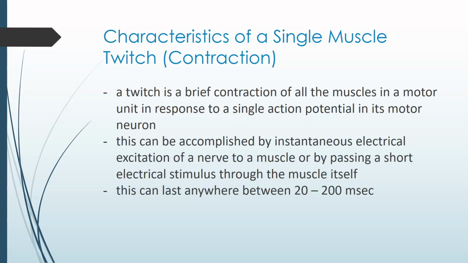This can be accomplished by an instantaneous electrical excitation of a nerve to a muscle, or by passing a short electrical stimulus through the muscle itself. And this is what muscle stim does. So we can put two pads on a muscle and run a current through the muscle, thus causing an action potential, not by the nervous system, but actually by the electrical current of the device, and we can create a twitch. And a twitch can last anywhere between 20 to 200 milliseconds. So it's very, very quick.